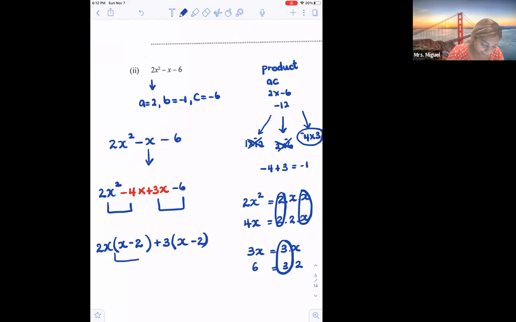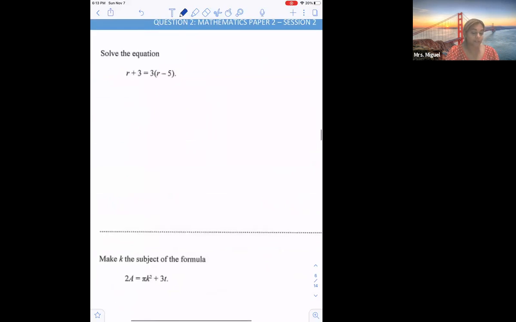By writing my common factor, I have x plus 2 in my first bracket and 2x plus 3 in my second bracket. Here I have factorized the expression as the product of two brackets. It will take us some time, but you all have to practice the questions, right? Let's continue. Solve the equation. R plus 3 is equal to 3 into R minus 5.